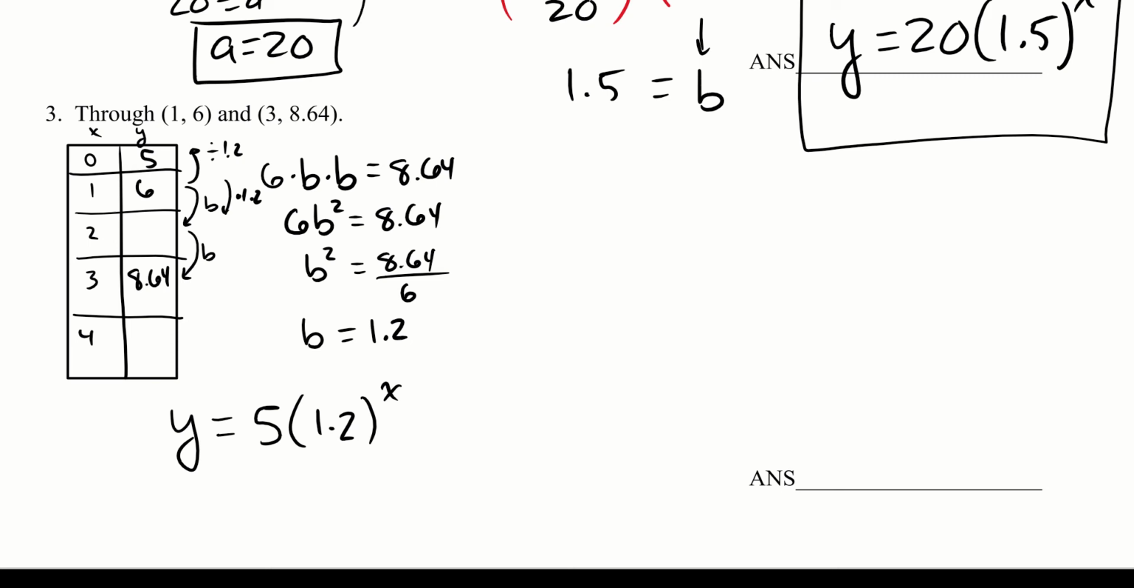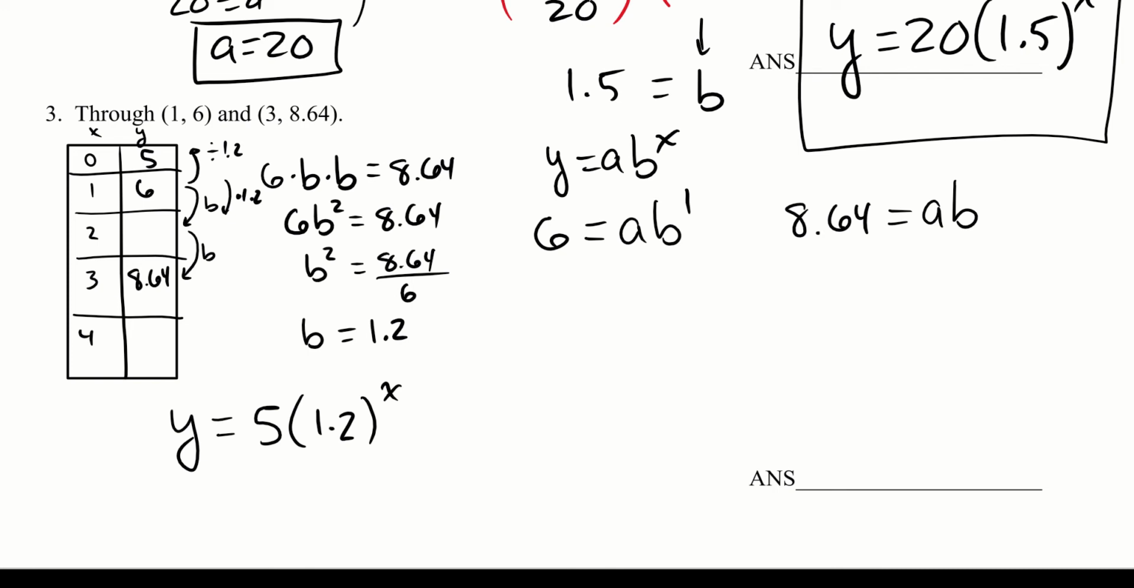Another way we could look at it is as a system of equations problem, kind of. I can start with this y equals ab to the x. From my first xy point, I know that y is 6 and x was 1, so I can say 6 equals ab to the first. The other equation I can write is this: 8.64 equals ab to the third power.